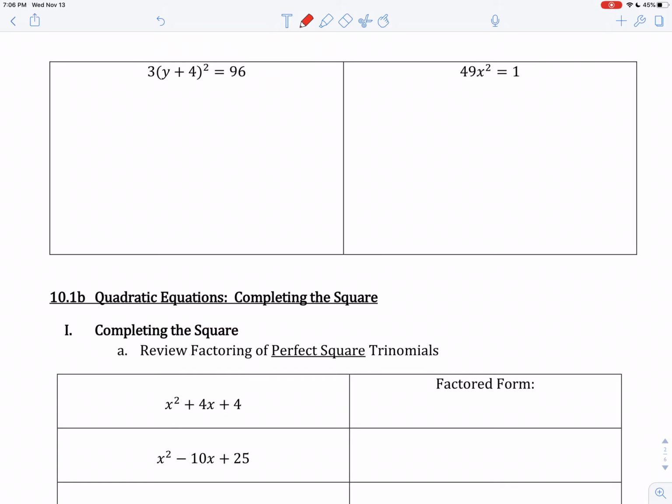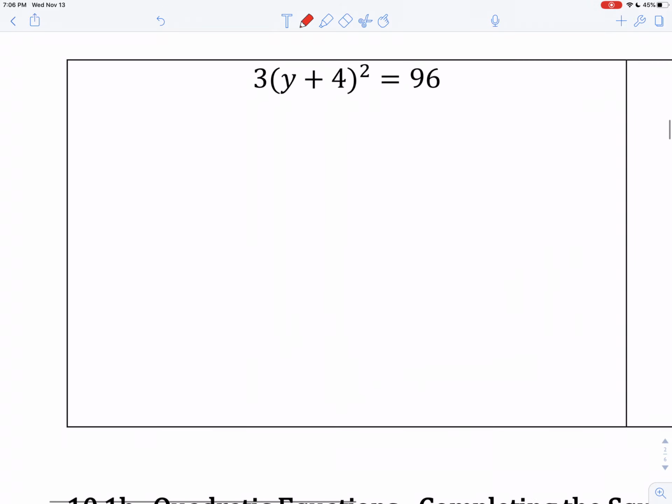All right, let's skip ahead to this one. Now, when you look at this, you see that you do have something being squared. What's being squared is this whole y plus 4. So all that's fine. It's in parentheses. It's all being squared.